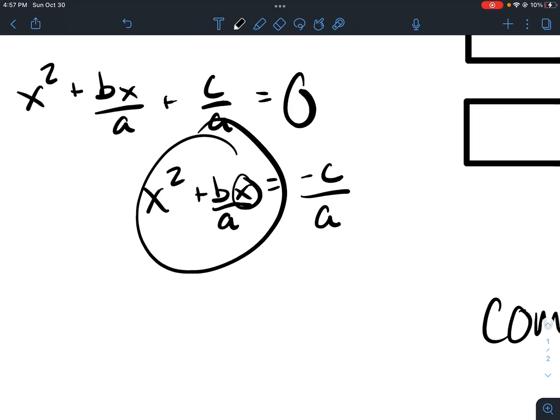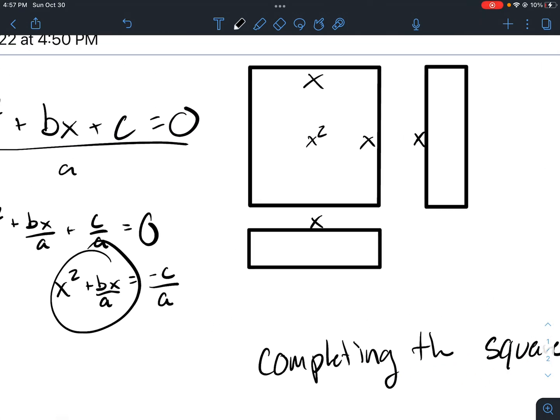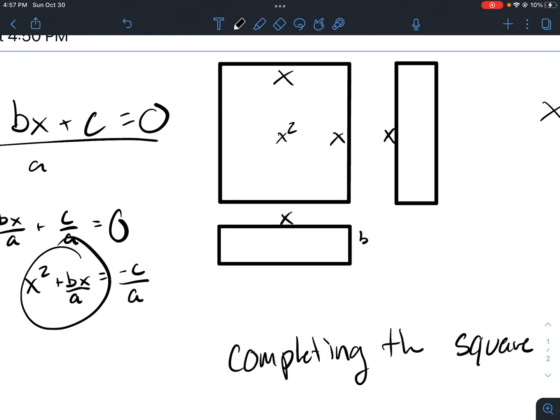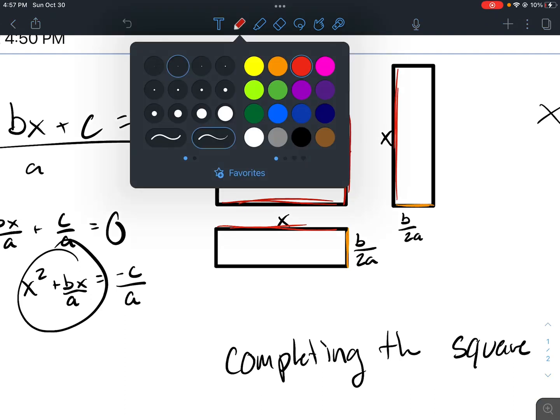So we have an x here. So that means x times b over a is what these boxes are. But since there's two of them, this is going to change into b over 2a. So b over 2a is going to be the width of these boxes. Let's do an orange here. It's going to be the width, and then this red we'll call the x value essentially.